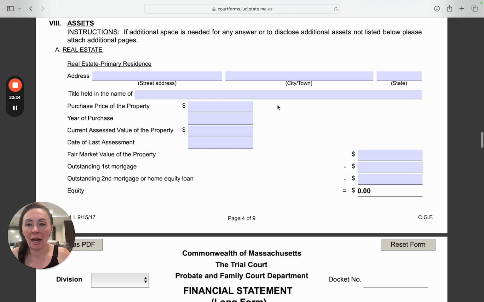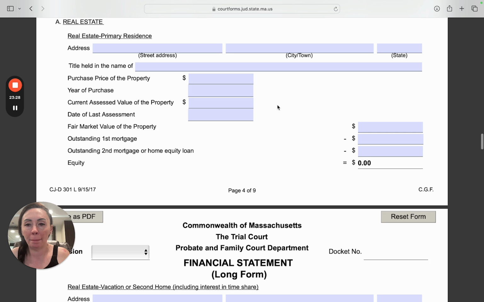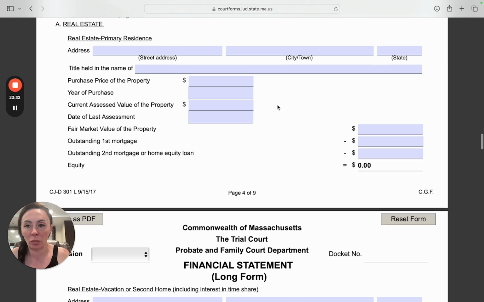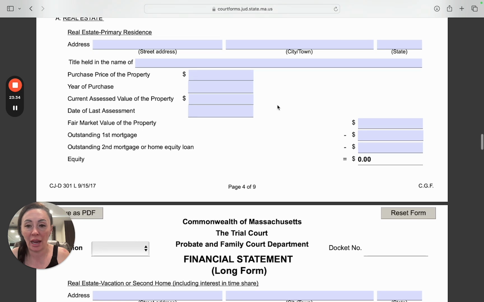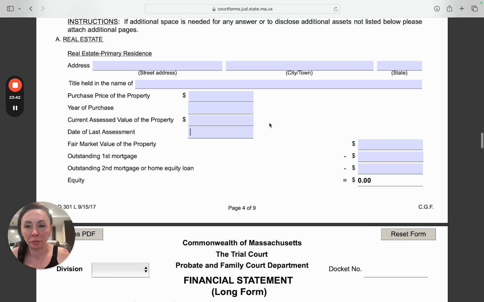Assets. Most people have a house, a condo, or something that gets reported in this section A. If you don't, leave it all blank. Just put zeros in these sections, and that's fine.